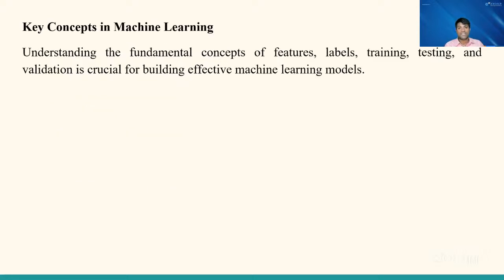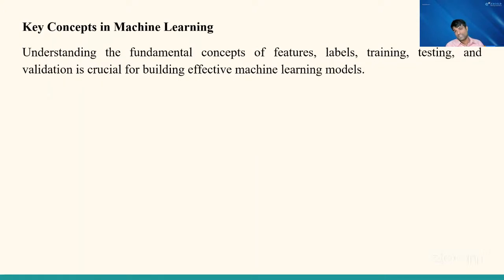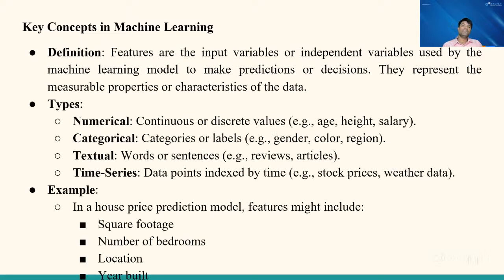So these are some of the key concepts which we understood in machine learning. So let us go a little deeper into understanding what a feature is. Okay, so there are some of the things like features, labels, training, testing, and validation. So we will see that in detail and try to understand what these features are. So features are nothing but the columns in a data set. Okay, so one small example: if you take a house price prediction model, right? So house price prediction basically comes under a regression problem.